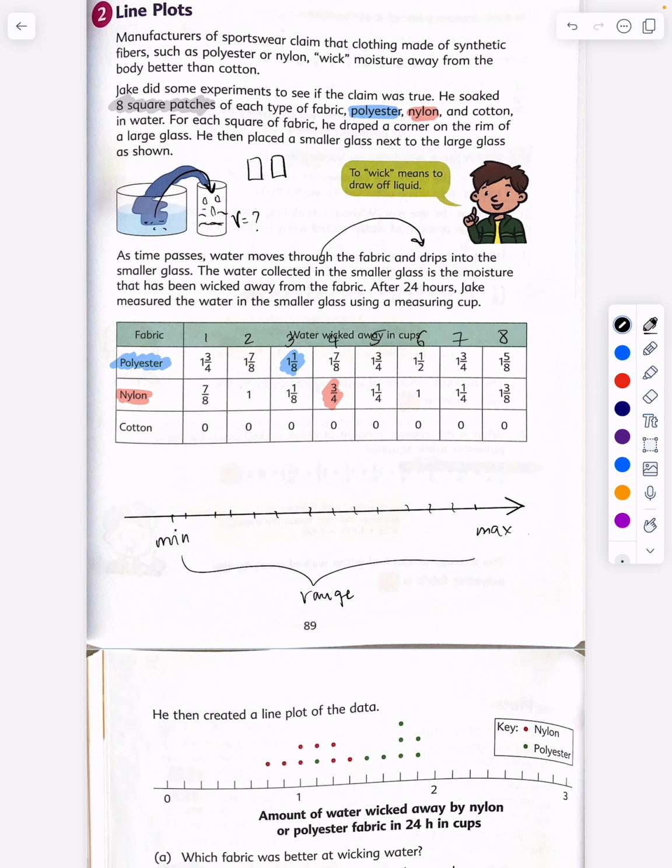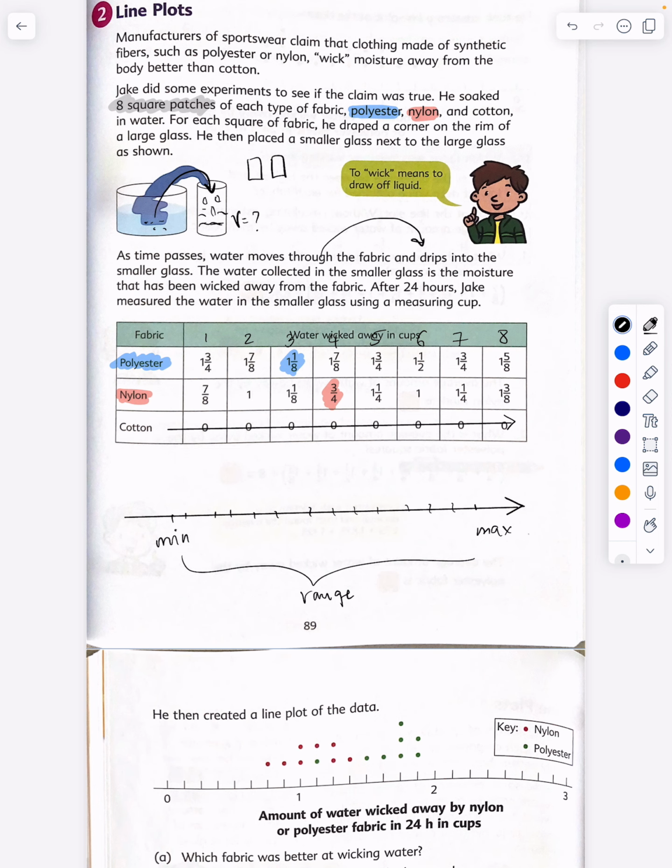So in blue, I have recordings for polyester fabric. In red, I have recordings, the water samples collected from nylon patches. You see, we have 8 patches. And of course, we have 8 patches of cotton, but guess what? Cotton is really bad at evaporating moisture. It absorbs everything, but it doesn't evaporate. So the water never transfers to a cup. That's why we have 0 cups for all of our samples, which is perfectly understandable.